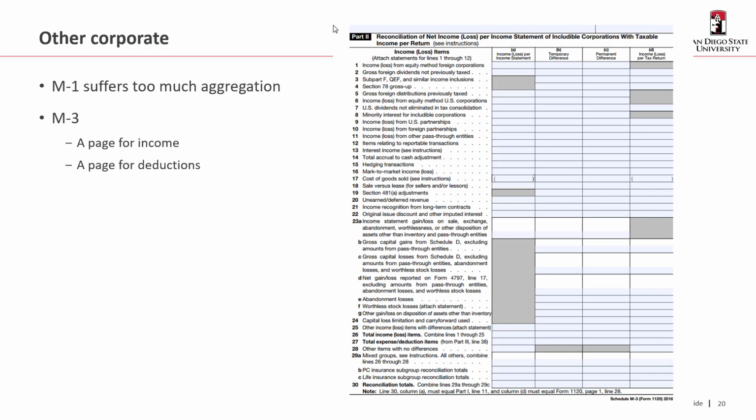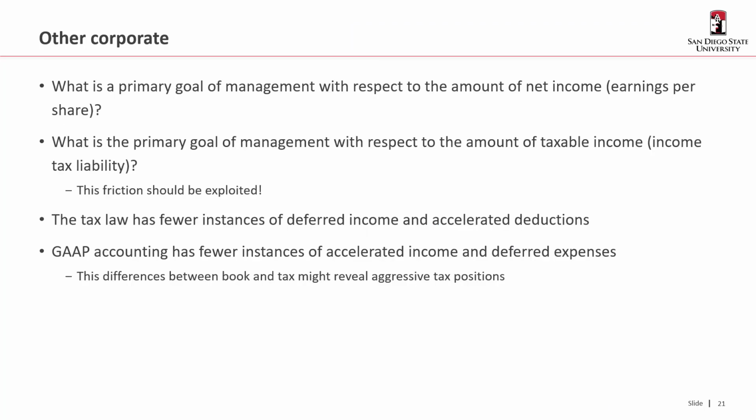And the M3 has a page for income, it has a page for deductions, and you can see that what's happened is we've blown out the number of lines. So now we're forcing taxpayers to comply with the M3 by making them provide much more detail. And the idea originally was that that was going to help identify book tax differences under the notion that that would help with audit.